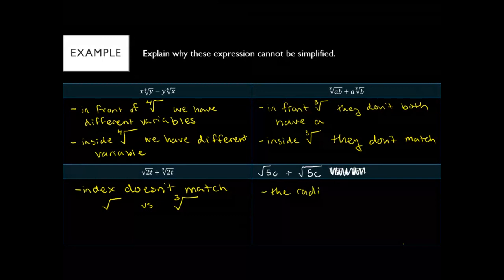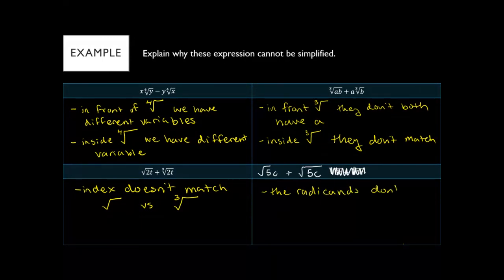So the radicands don't match. So we have 5 versus 5c, because that c, if you have the square root of 5 and then c, that c is not in the radical. So you really have to pay attention to where the line is, because that makes a difference.